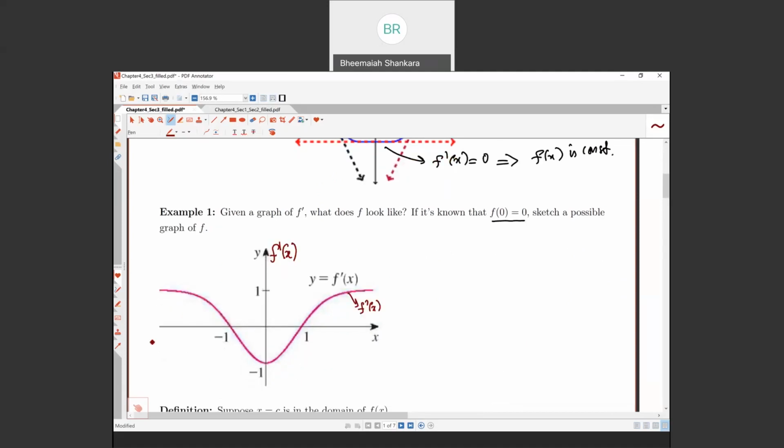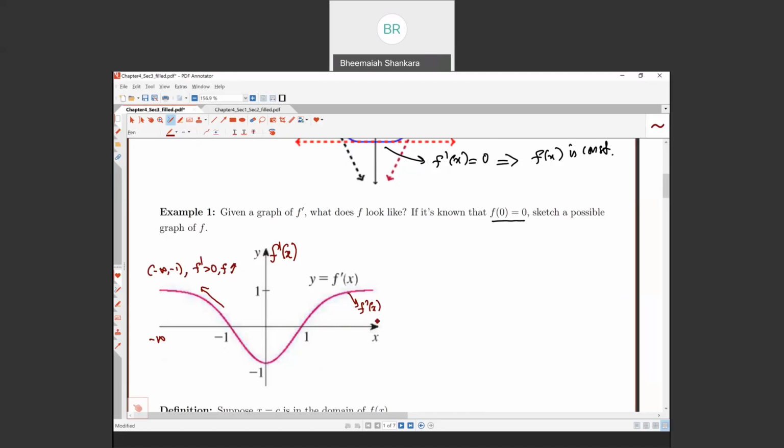From the interval negative infinity to negative 1, on this interval, you see that the function value is increasing. You see that the slope of the function is increasing. So you can say negative infinity to negative 1, f prime is greater than 0, and you can say that the function is increasing in this interval.